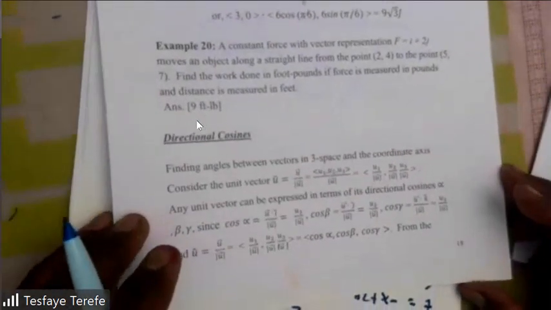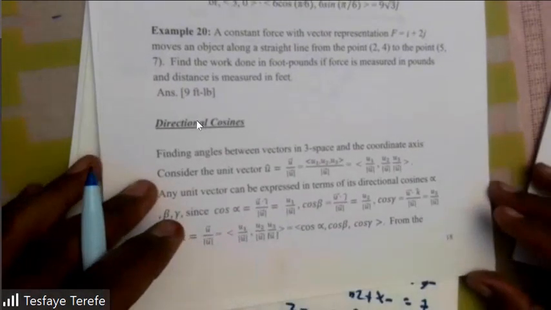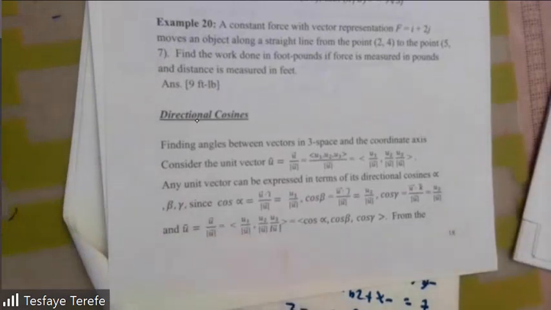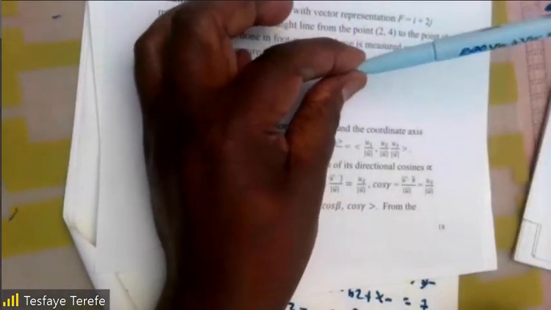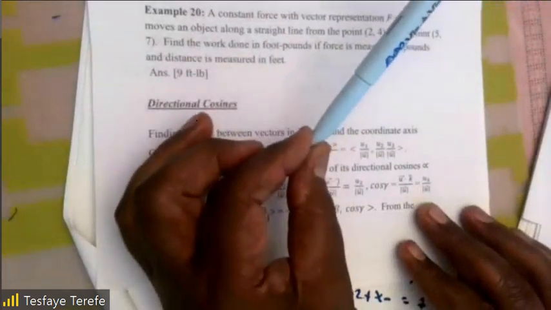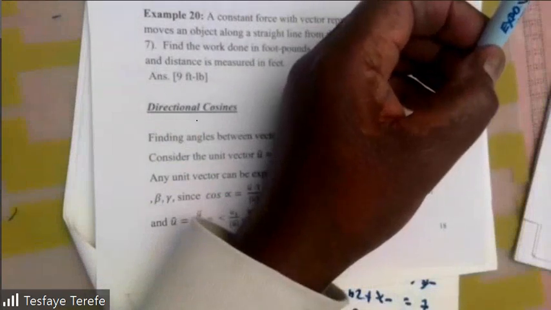Now the next topic is to find the angle between a vector in 3D space and the coordinate axes. That means with respect to the x-axis, y-axis, and z-axis, how the direction cosine is formed if you have this vector, which is pointing this way. All right, let me switch.